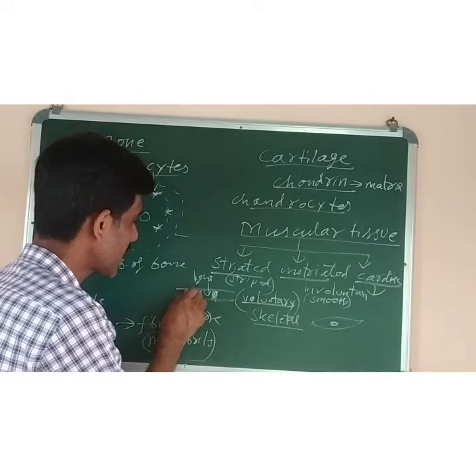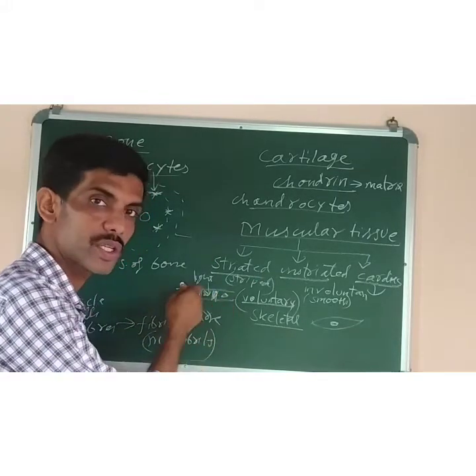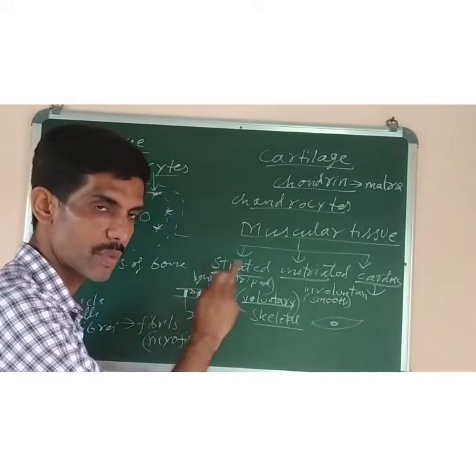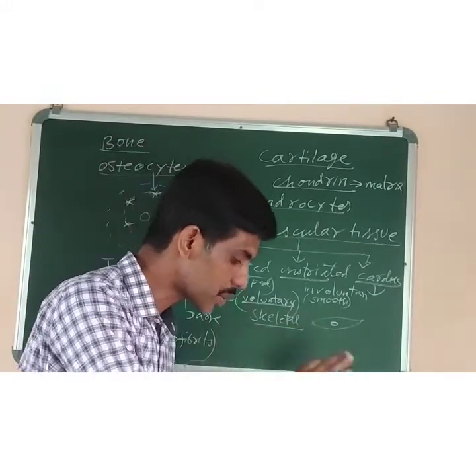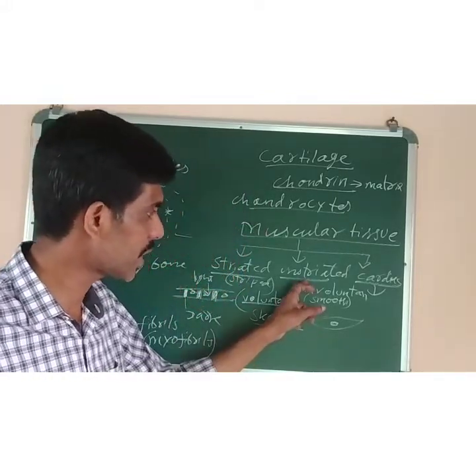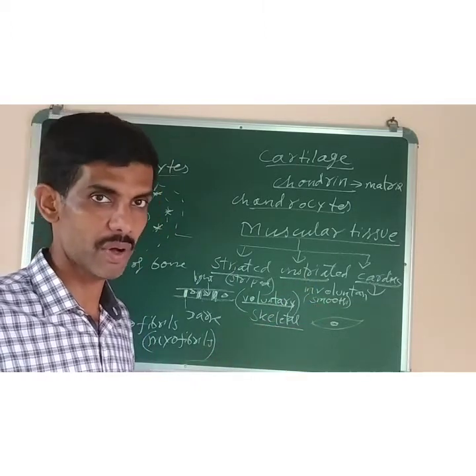But this one here contains many nuclei in each fiber. So it is called multinucleate. So one more difference you can learn. These muscles contract and relax very slowly. They are called involuntary because they are not under our control.